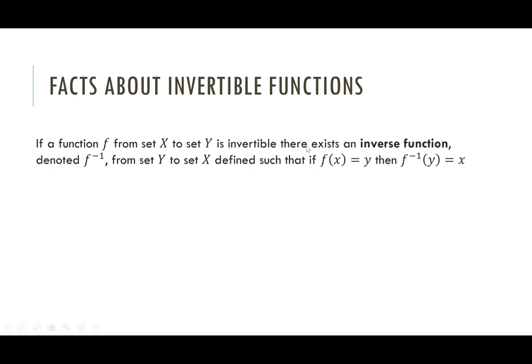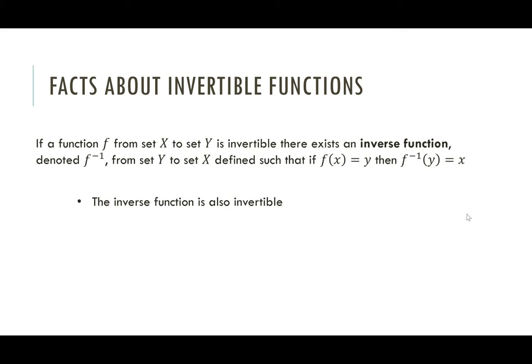If a function is invertible, then there is what's known as an inverse function. We denote it f raised to the -1, and if the original was from x to y, now your inverse function is from y to x, and it is defined such that if f of x equals y, then f inverse of y equals x. So this is the idea that if the function takes x to y, then the inverse function takes y back to x, kind of like undoing what was done.